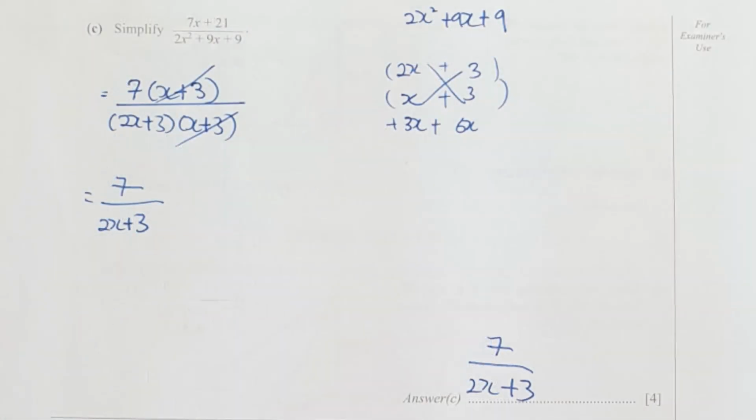Question C, I extracted 7 from the numerator and I have a balance of x plus 3, whereas for the denominator I run the factorization. I get 2x plus 3 and x plus 3. So the x plus 3 is repeating here. After you cross them off, your final result will be 7 over 2x plus 3.